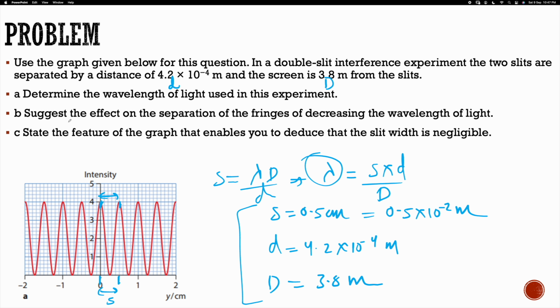Next, suggest the effect on the separation of fringes of decreasing the wavelength of the light. So the question is, what is the effect on the fringe separation when you decrease the wavelength of light? Obviously, when you decrease the wavelength of light, fringe separation will also decrease.